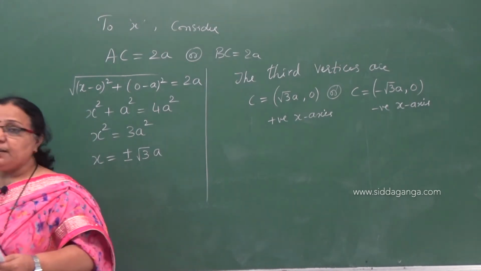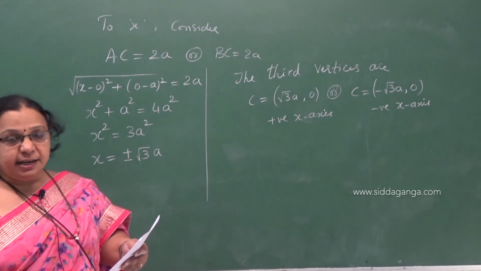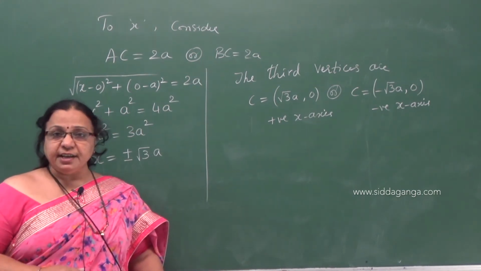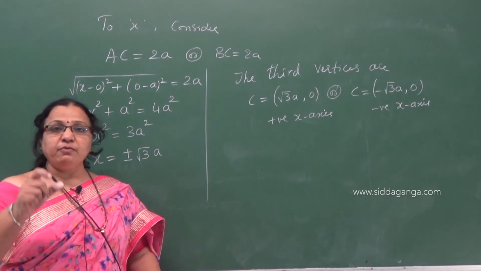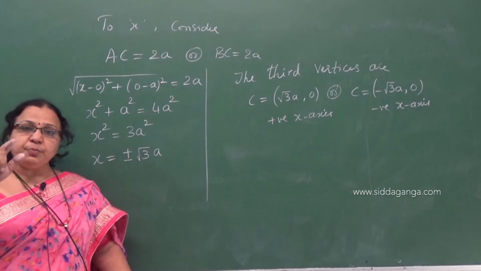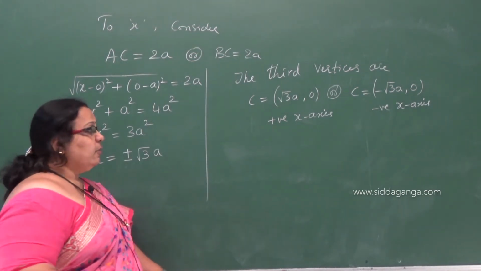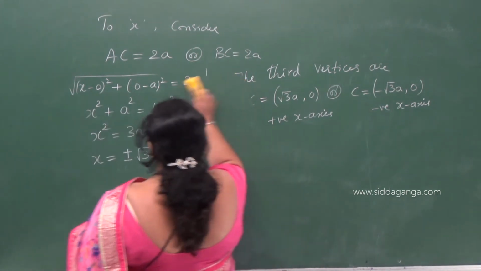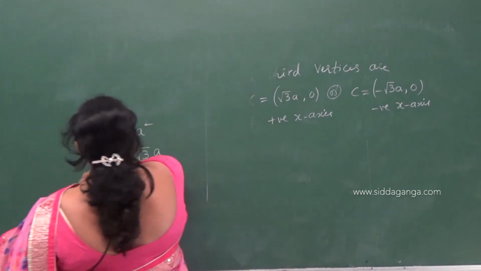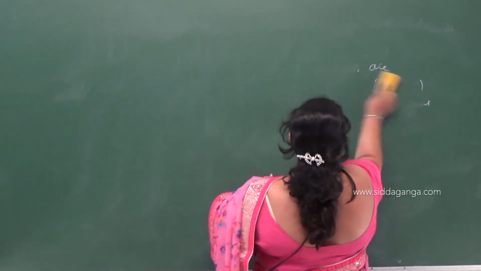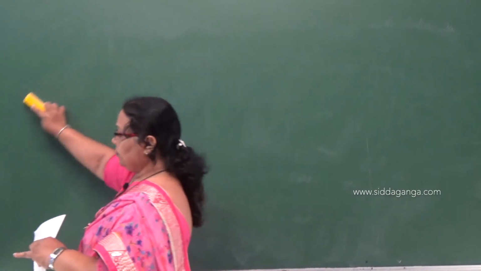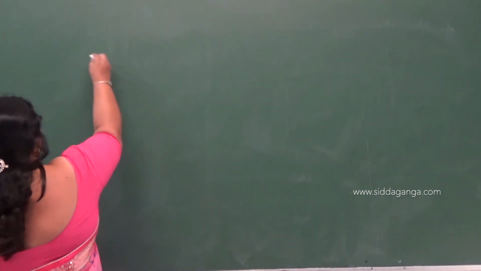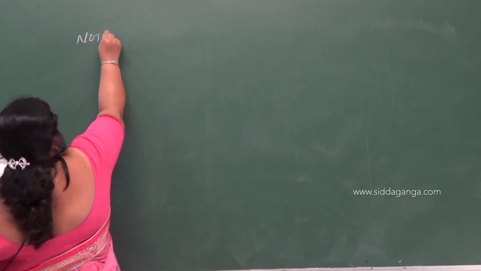Now here is one basic idea: by seeing the coordinates of the points, we can directly say what the slope of the line joining such points is. So now let us consider another concept here.